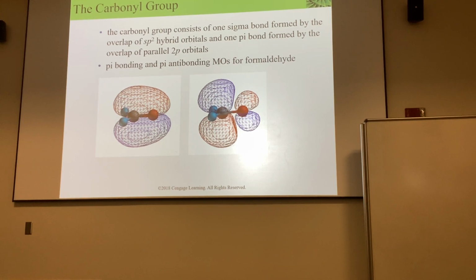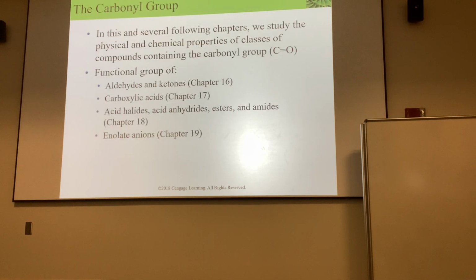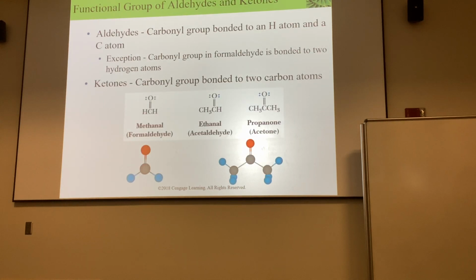I'm so used to presenting in rooms with TVs instead of projectors because they hate us, and these don't work on TVs. So this is the pi bonding orbital. This is the anti-bonding orbital, right, for formaldehyde. Formaldehyde is the simplest aldehyde. Here we go. Formaldehyde and methanal are the same thing.